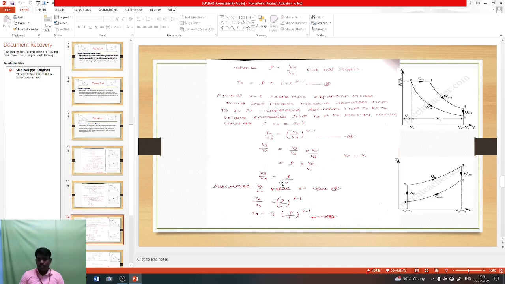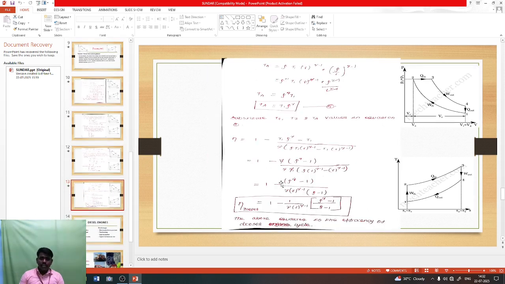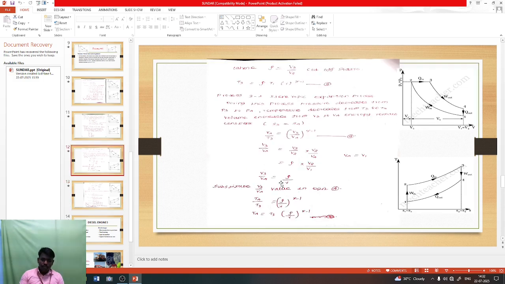What is equation number 4? T4 by T3 is equal to V3 by V4 power gamma minus 1. So now we can substitute: T4 by T3 is equal to rho by R power gamma minus 1. Now we can calculate T4 is equal to T3 into rho divided by R power gamma minus 1. So what is the value for T3? You can see our equation number 3. Now we can substitute the equation number 3 value in this equation. T4 is equal to T3, we have to replace the value of T3.